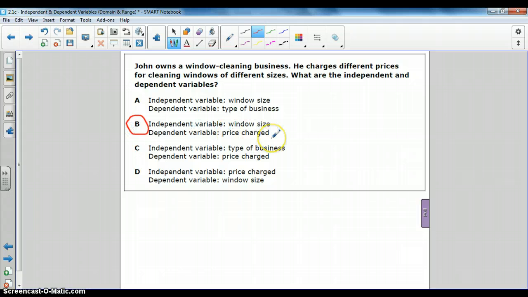My independent, what doesn't change, is my window size. My window does not change size. It is what it is. Now the price charged is dependent upon what size the window is. So don't overthink these. Your gut will probably tell you the right answer.